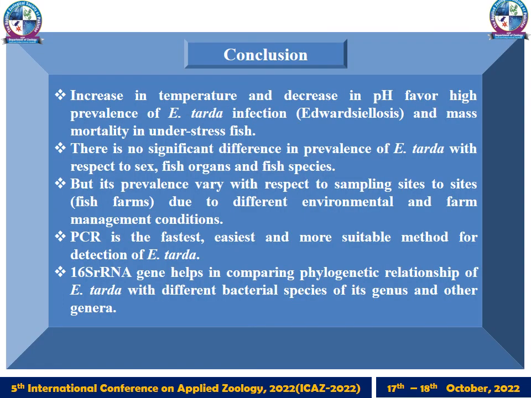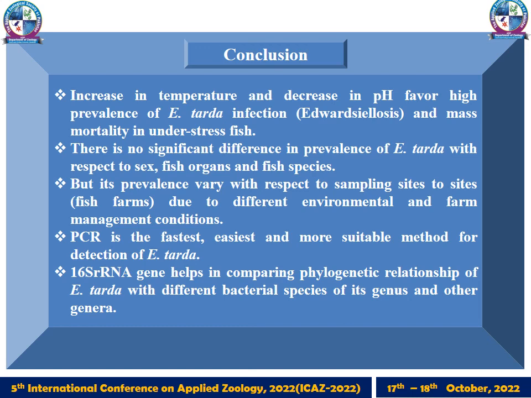And this is the final conclusion of my research work. Increase in temperature and decrease in pH favor high prevalence of E. tarda infection, adverse virulence, and massive mortality in stressed fish. There is no significant difference in prevalence of E. tarda with respect to fish sex, fish organs, and fish species, but its prevalence varies from site to site due to different environmental and farm management conditions.